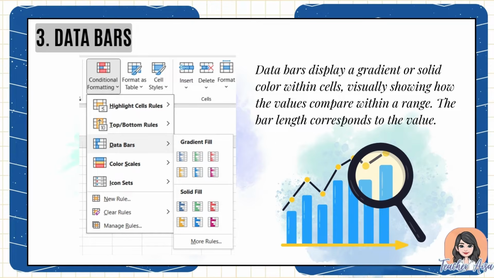Data bars. Data bars display a gradient or solid color within cells, visually showing how the values compare within a range. The bar length corresponds to the value.